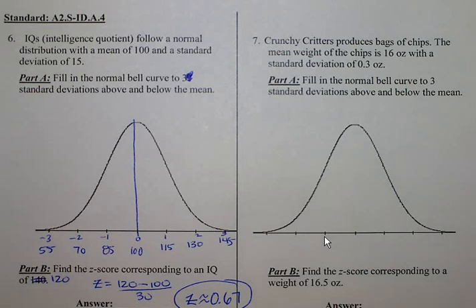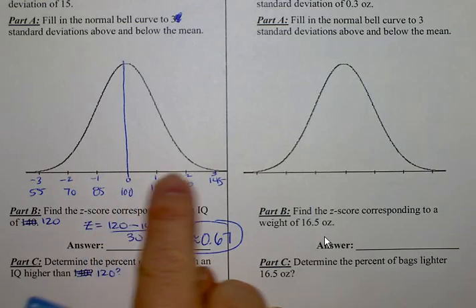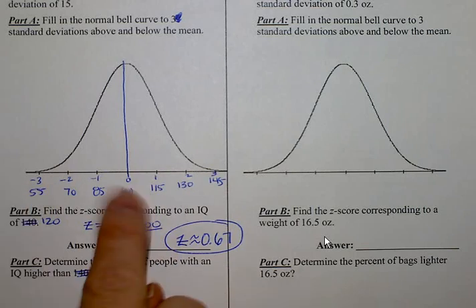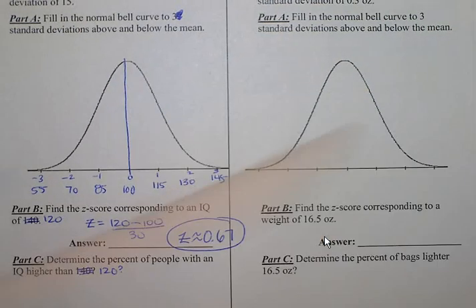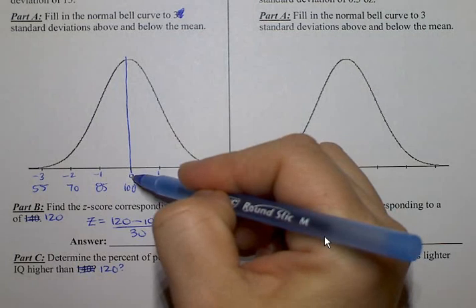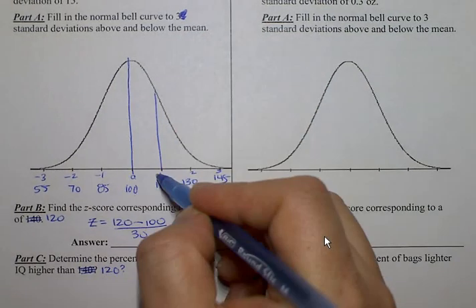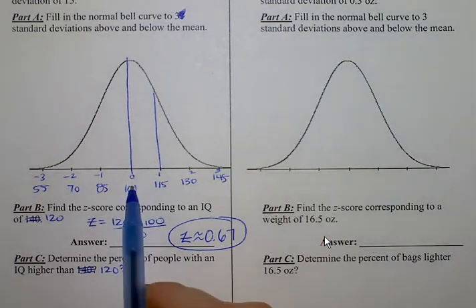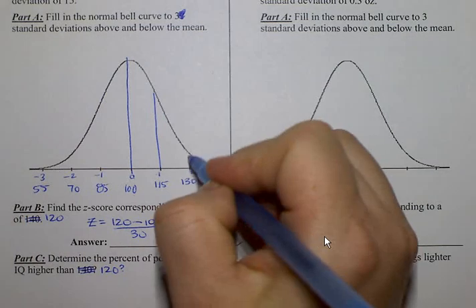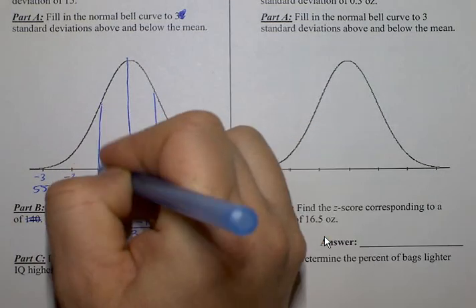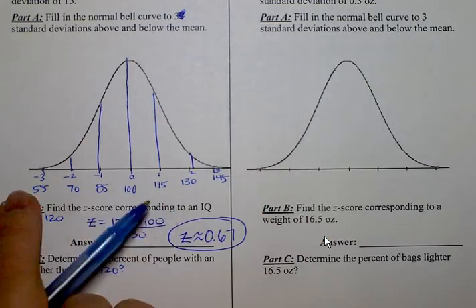The first question is about IQs. It follows a normal distribution with a mean of 100 and a standard deviation of 15. They want us to fill in the z-scores of 3 above and 3 below the mean. So I make a line going straight down for a z-score of 0, and that corresponds to the mean of 100. Then I have a z-score of 1. I'm adding 15. Again, we have a standard deviation of 15, so 15 as I move up to each z-score. And as I go down, I will do the exact same thing. I'm going to subtract 15.